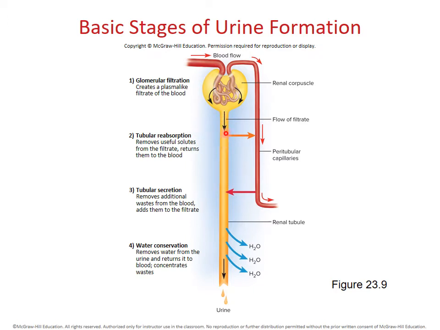So remember, filtration is fairly nonspecific. There are some things like size that will determine what gets filtered and what doesn't, but it's a relatively nonspecific process. Reabsorption is very specific, and this really determines what's going to be left in the tubules and ultimately become urine that we secrete. And then finally, there is a third process that we've touched on called tubular secretion.